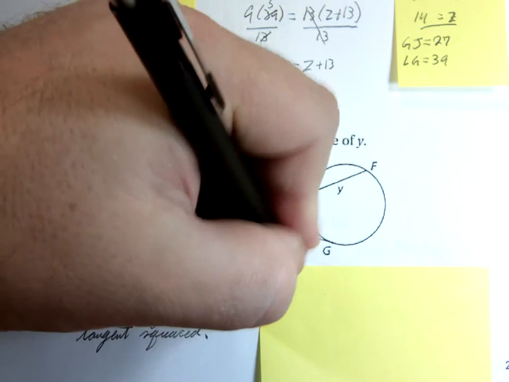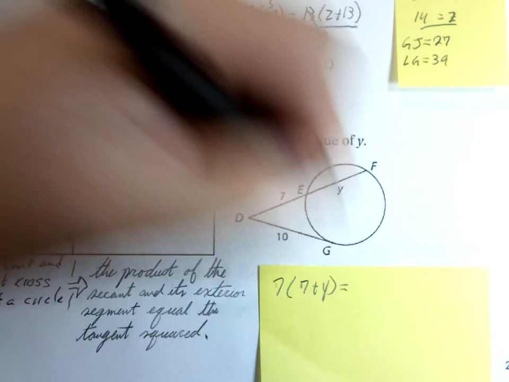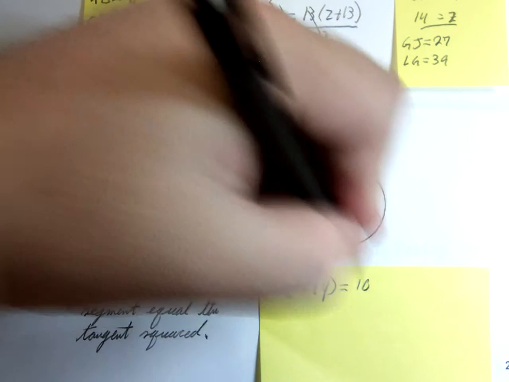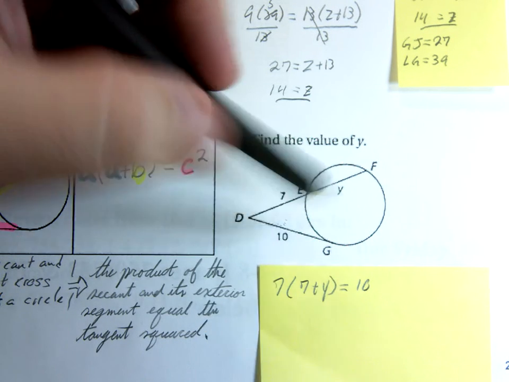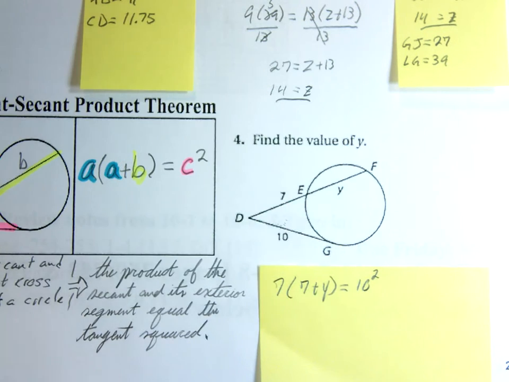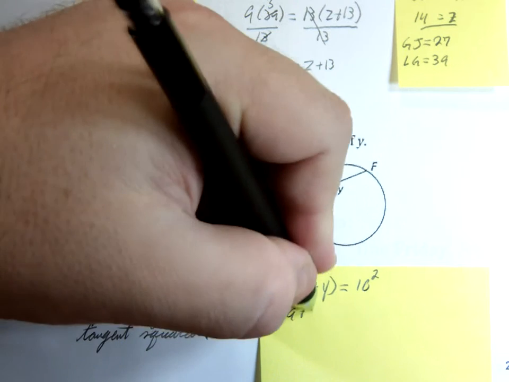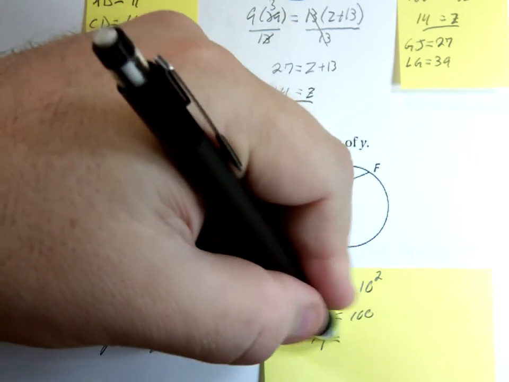times 7 plus what? Okay. Thank you. Keep going. Equals 10. What do you guys think? Squared. Oh, wait. We got to multiply this times itself. The tangent times itself. Yeah. So 10 squared. All right. So we got 49 plus 7y equals 100. So 7y equals, what is that, 51?